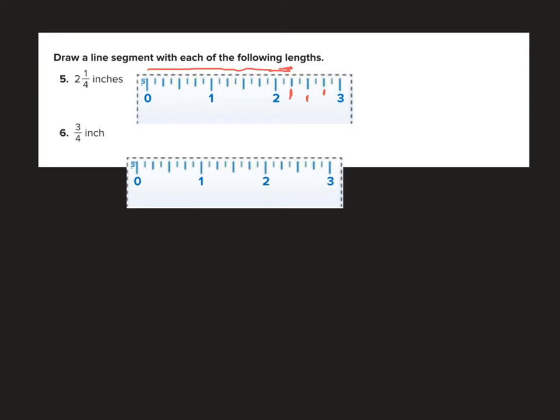A 3/4 inch line. So there's no whole number in front. So that means I can't go past 1 or 2 or 3 because then I would have a whole number. So I have to be less than 1 to draw a 3/4 inch line. So remember, this is 1/2, 1/4, 3/4. This will be 1 and 1/2, 1, oh, wrong.